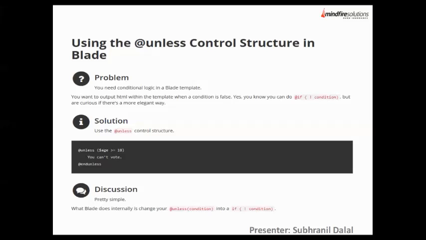Now the blade template also provides a directive called unless. So unless is just a similar way of using an if statement. Here I have an example: if you want to use @if with a not condition, then normally we use unless. Here I have a sample code: @unless $age greater than or equal to 18, then you cannot vote. So it is just the reverse way, and when you use unless, it is converted by the blade template into an if condition with not.